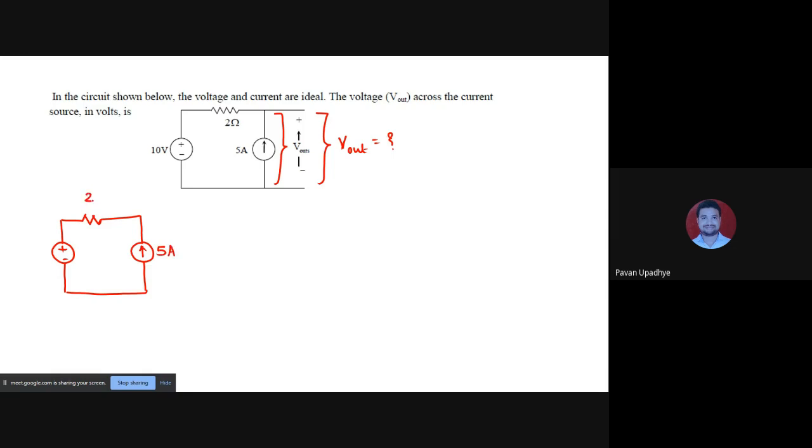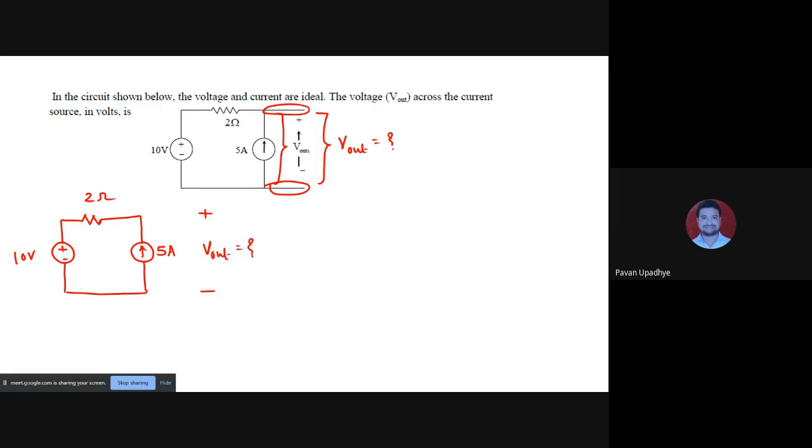Five ampere, 2 ohm, 10 volt. There is nothing present ahead of this, so we need not draw these branches. They are as good as dummy branches, right? So unnecessarily it may be confusing to someone. So this is the V out voltage that is to be found out.